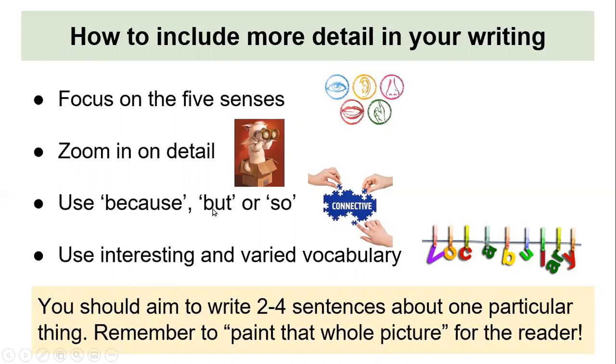Using the words because, but, or so, using connectives will help to improve and extend your description. And use interesting and varied vocabulary. As I said, try to use a thesaurus. If you've got your vocab books at home, see if there's anything that you can build from there. You can always look back through this PowerPoint to the slide where we had some really interesting vocabulary in the different tables that you could use. Try to aim to write between 2 and 4 sentences about a particular thing, so you're going to paint the whole picture for the reader.